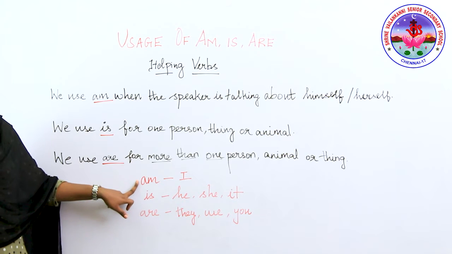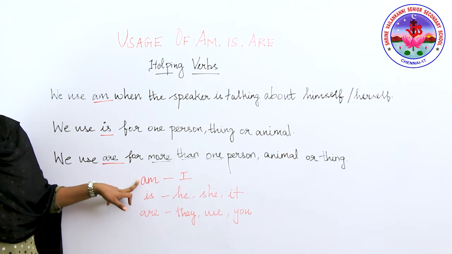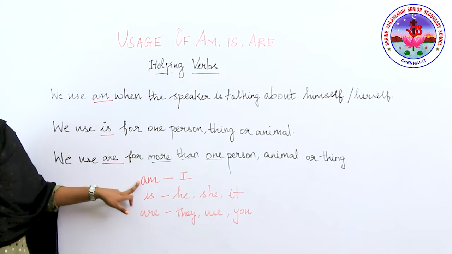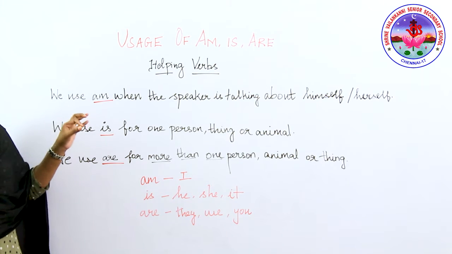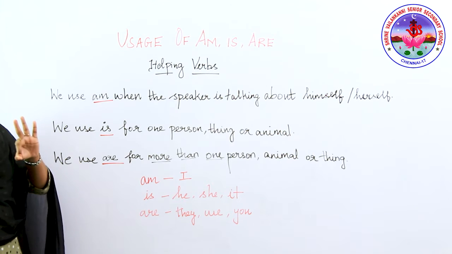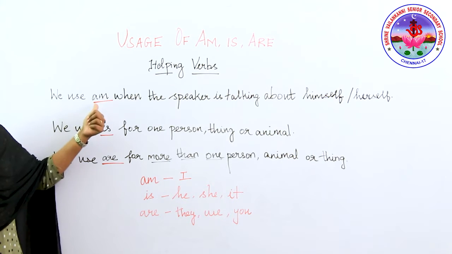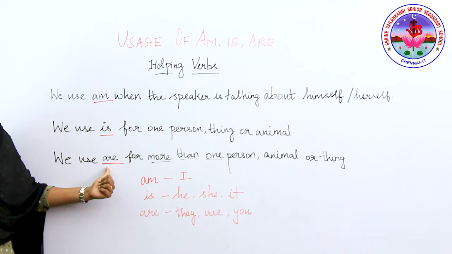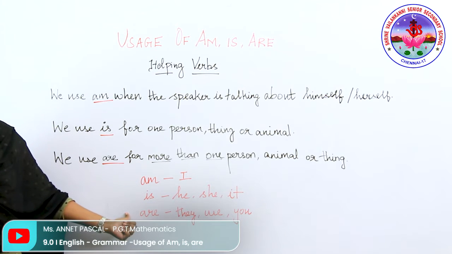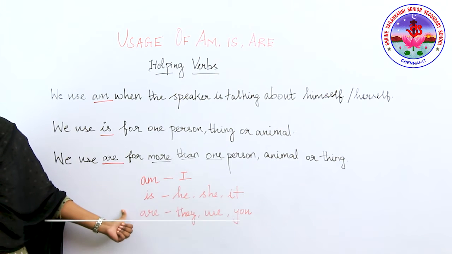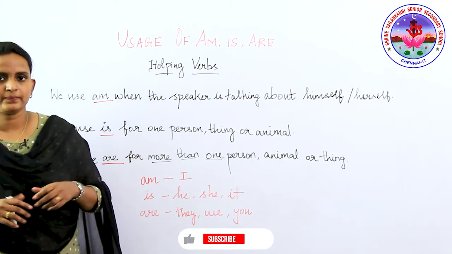If you're going to talk about yourself, if I'm going to talk about myself, the first person, in that case I have to use the word am. So that is the usage of these three words, which is nothing but am, is and are. So when you're learning, definitely you should memorize these conditions. These conditions will help you to identify these three words.